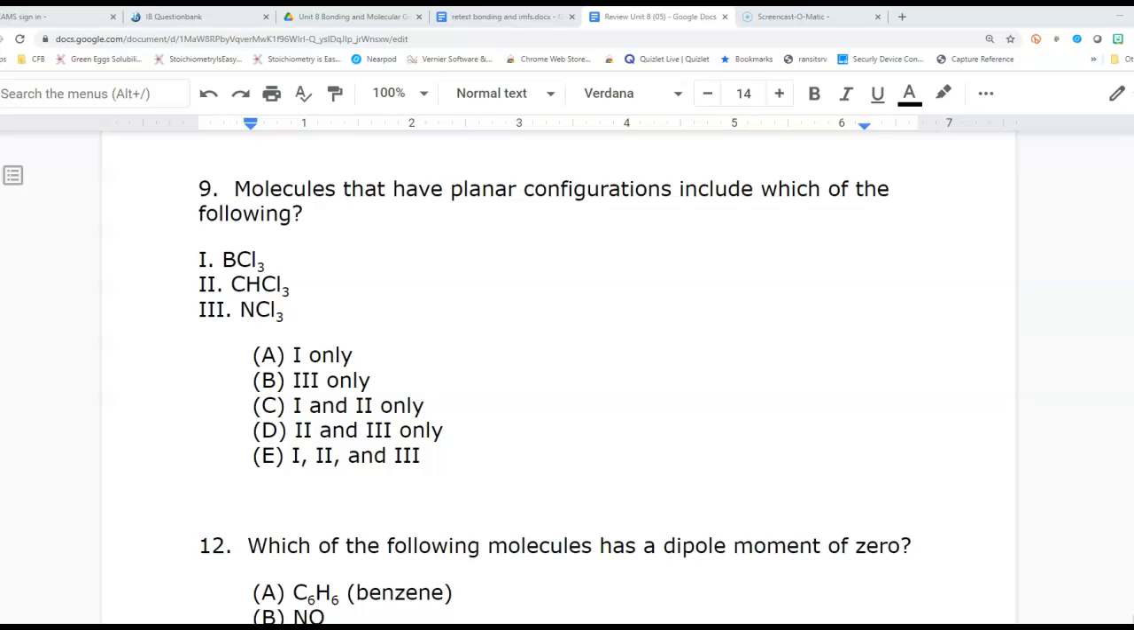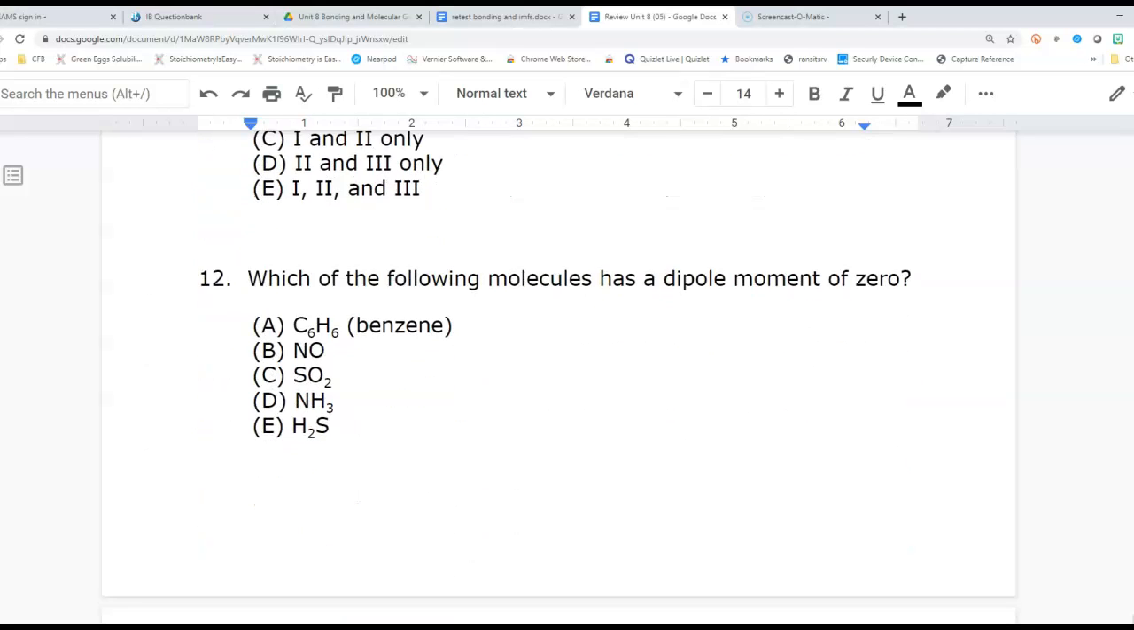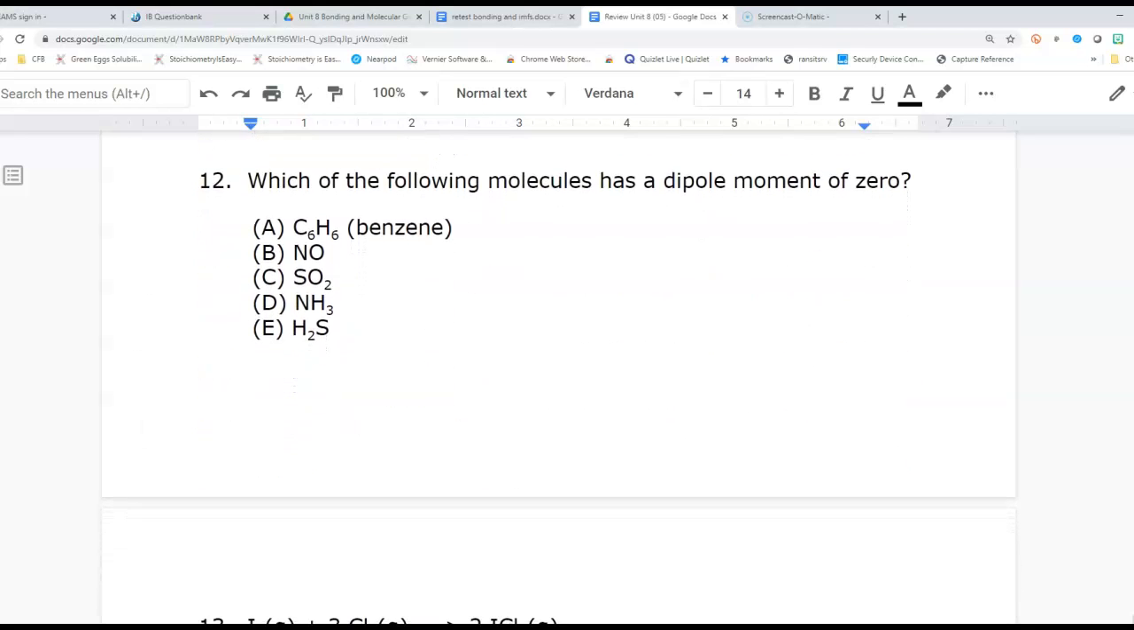Okay, going on to our next one. Our next example, number 12: which of the following molecules has a dipole moment of 0? So we're looking for the nonpolar molecule. So for each of these, we are going to have to figure out how they're written.